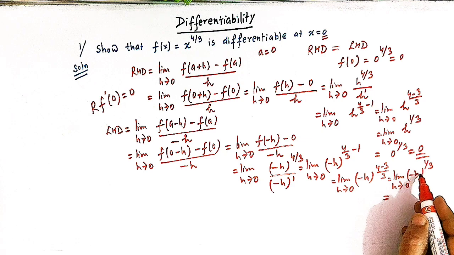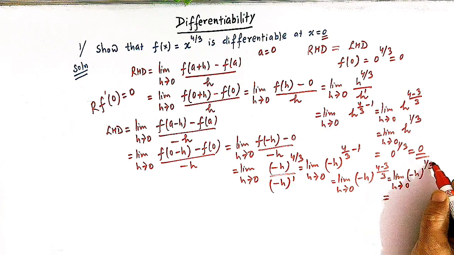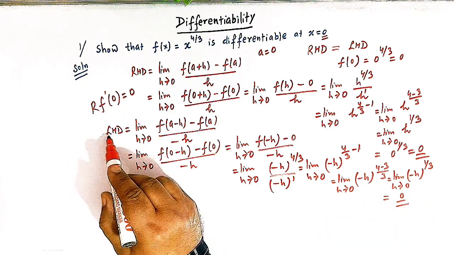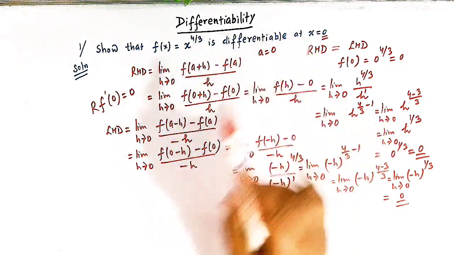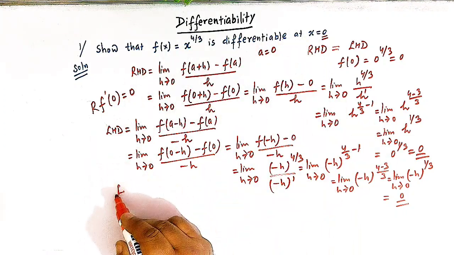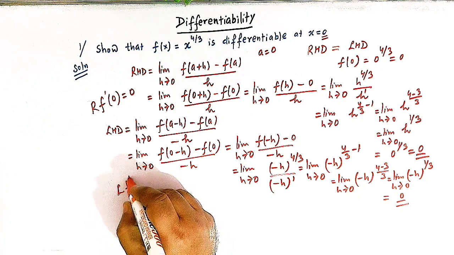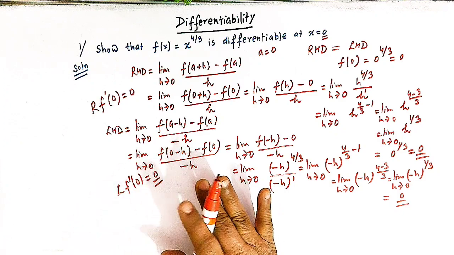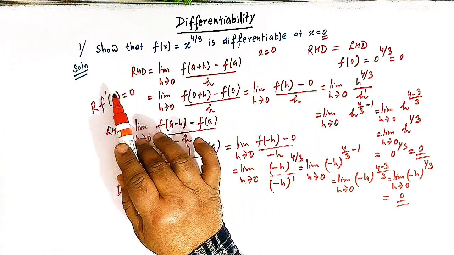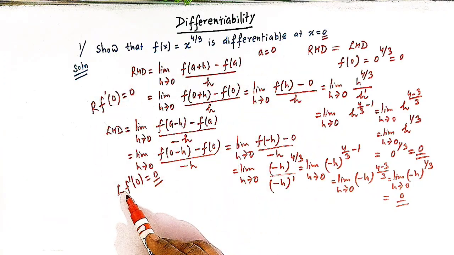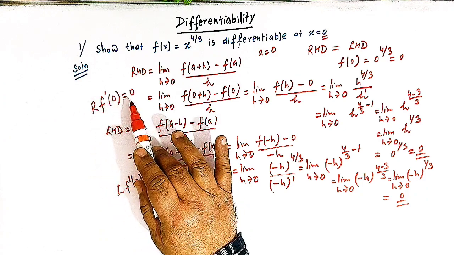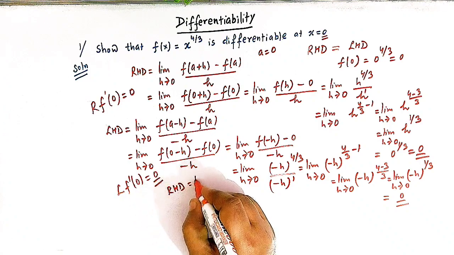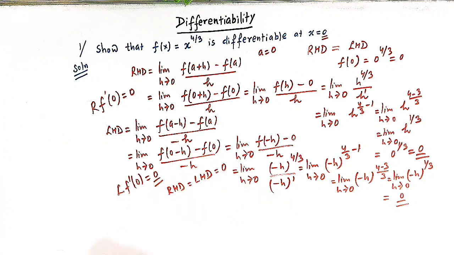So now taking h is equal to 0 here, this expression goes to 0. So the left hand derivative of this function at x is equal to 0, denoted by L f prime of 0, is also equal to 0, right? So we can see that both the derivatives, the right hand derivative and the left hand derivative, exist. They are finite and both are equal to each other. So the right hand derivative is equal to left hand derivative and it is equal to 0.